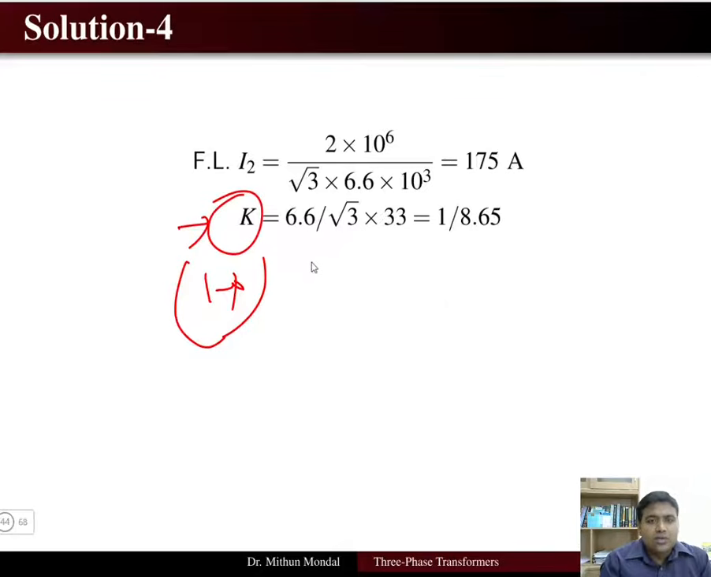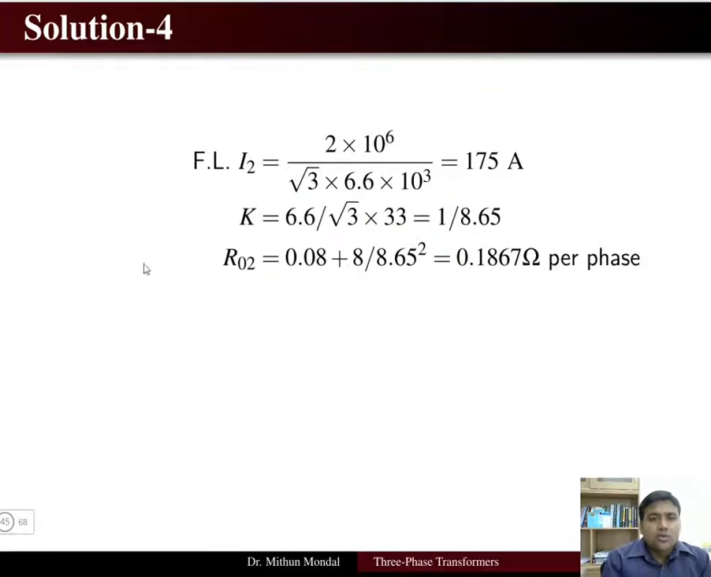So convert the voltage on the primary side and the secondary side into phase voltage, and then you obtain the secondary voltage as 6.6 by root 3, and then you divide it by 33. So you get 1.865 as the transformation ratio. Now the total resistance referred to the secondary side will be equal to R2 plus R1 dash.